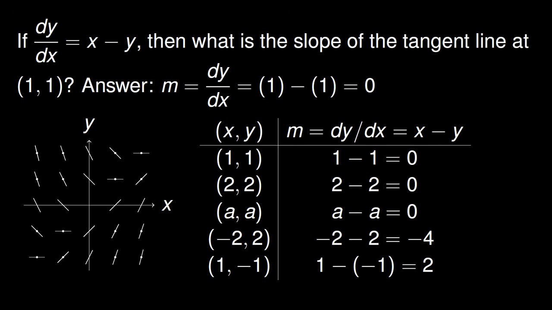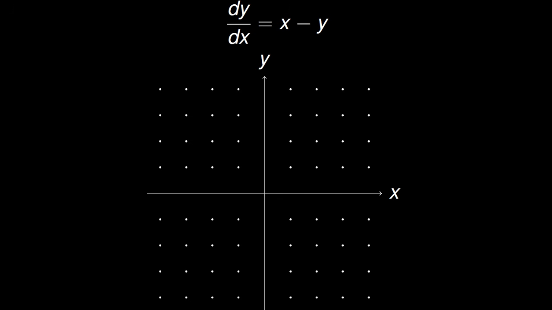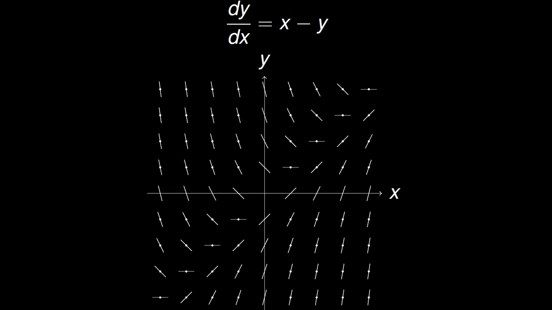And we can do this for every single point in this grid, and we get a graph that looks like the following. This graph here is called a direction field, and this direction field is associated with this differential equation. So I'm just going to blow up the direction field a little bit so it's bigger, and here's what it's going to end up looking like.